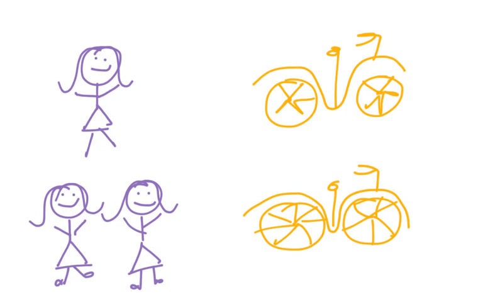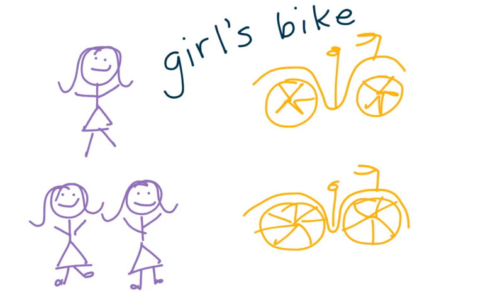Here we have two different, so you can see it together. We have one girl, and she has a bike. We would write that one, the girl's bike, with the apostrophe S. The apostrophe comes right after the word girl and before the S because the bike belongs to a girl.